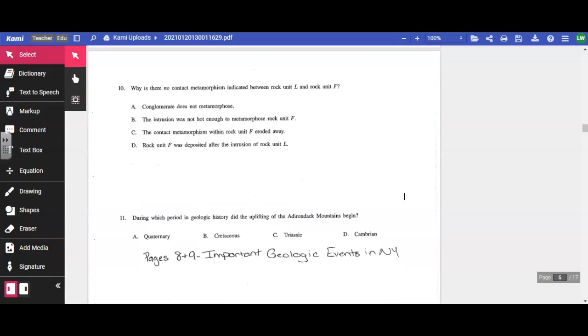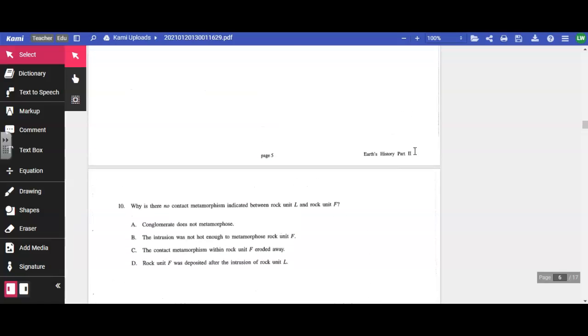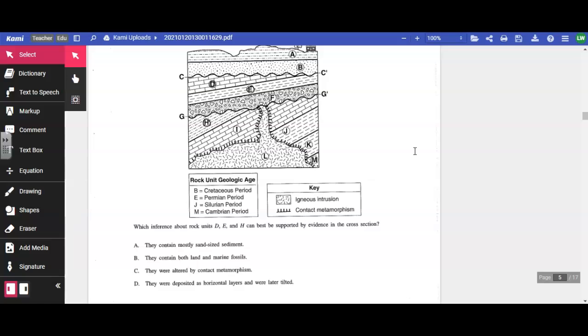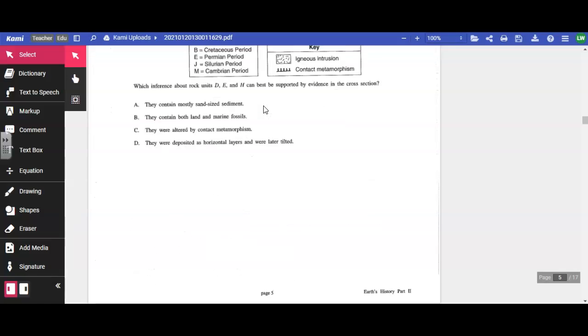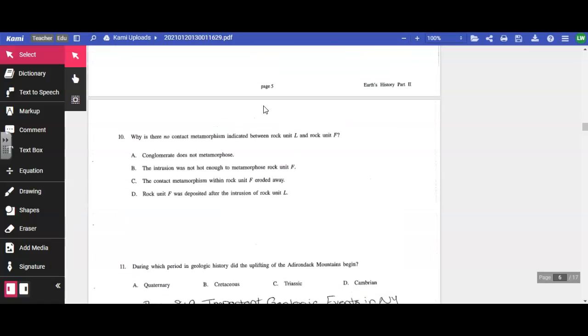Number 10. Why is there no contact metamorphism between rock unit L and rock unit F in this diagram? L and F. Why in that little spot is there no contact metamorphism? Is it because A, conglomerate does not metamorphose?